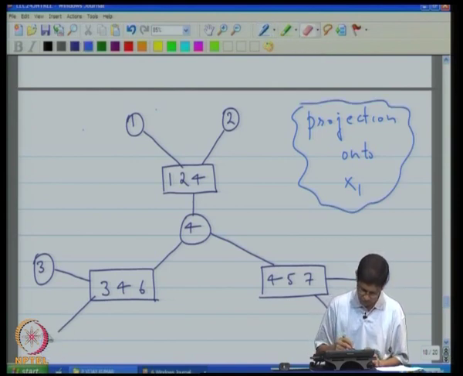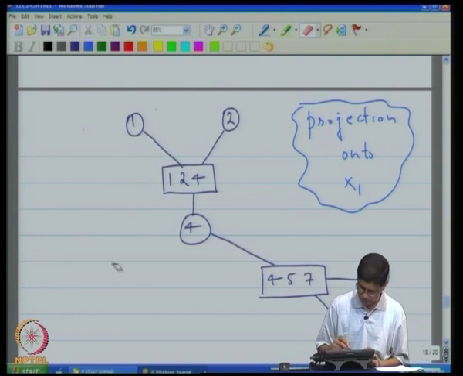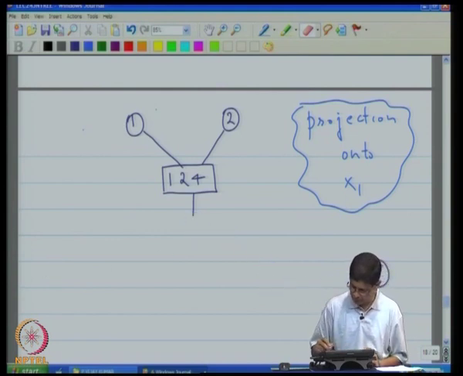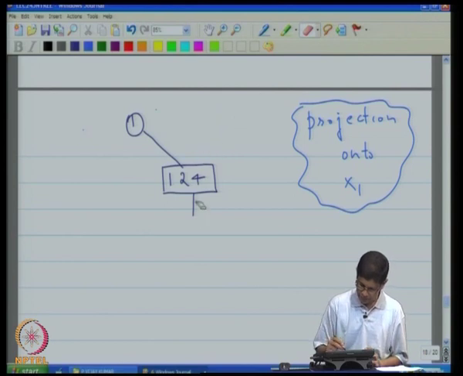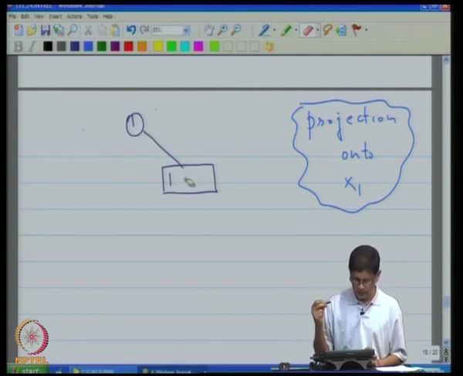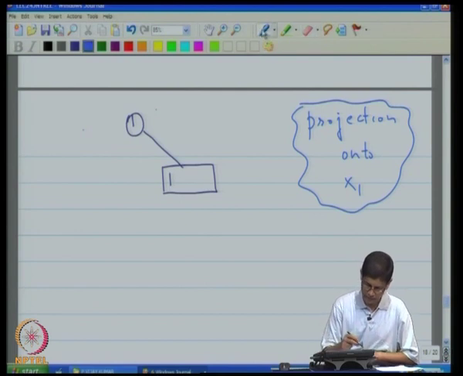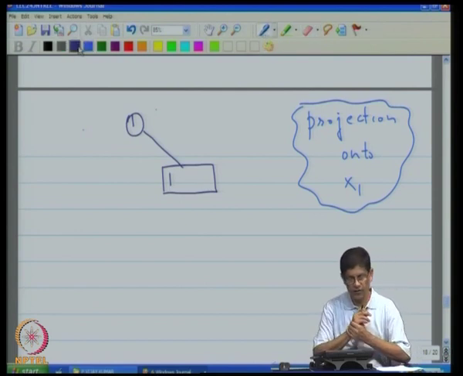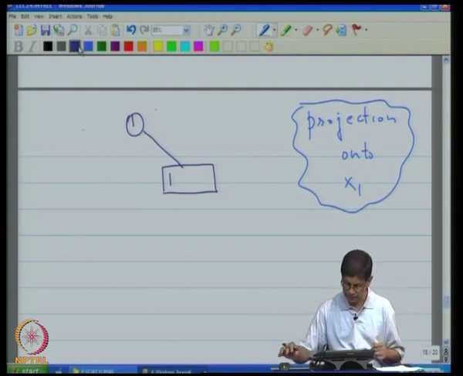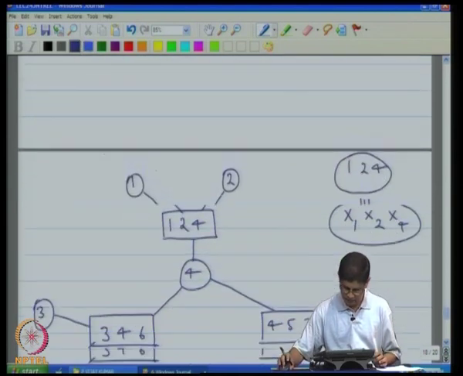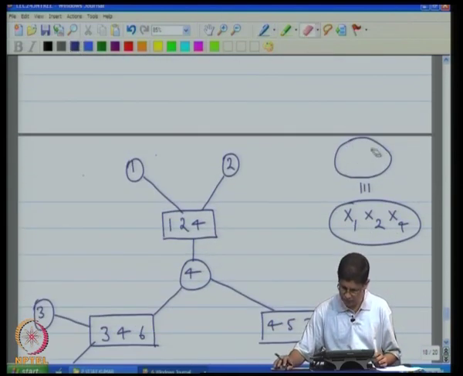So, we ignore all the nodes which do not have 1 in them. None of these do. Okay. And so, there are only 2 nodes left, and we also remove the variables other than 1, and so we are left with this kind of a graph, and this graph is a tree. Okay. We require that in every such projection the end result be a tree. So, let us look at a second example.